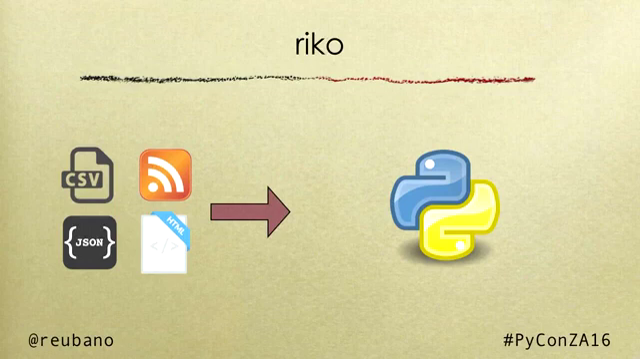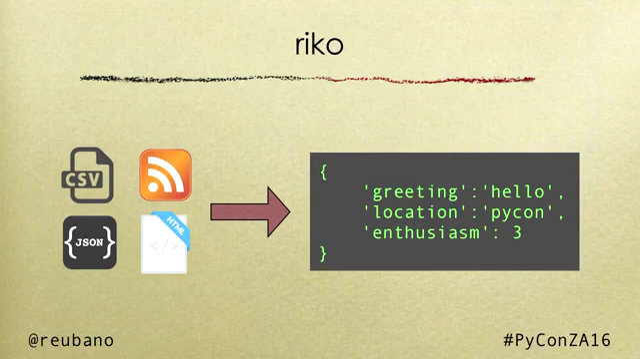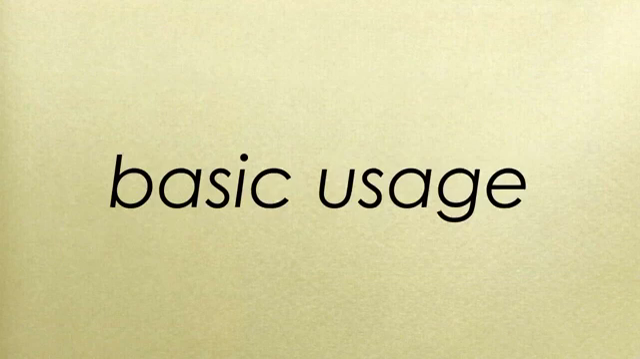So as I said before, you're able to fetch feeds from across the web. And in this case, you can take CSV, RSS, JSON, and HTML. And the output is a Python structure. And in this case, it's an iterable dictionary, similar to what you see there.